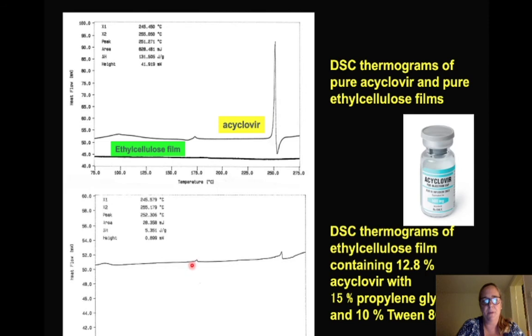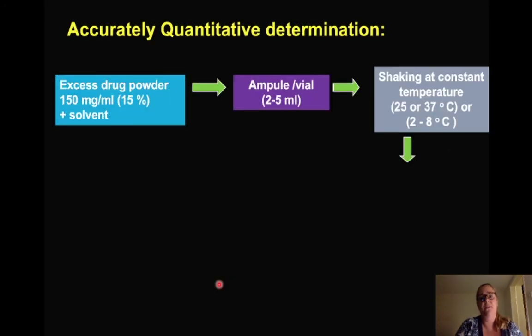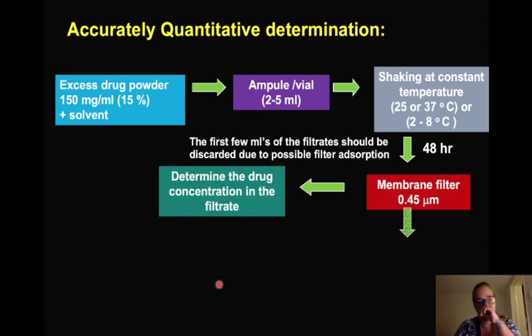There is a peak here, but it's very different, it's much shallower. And this peak here, you can see that's kind of disappeared a little bit. It's not as clean. That's because this sample is an ethyl cellulose film containing 12.8%, so it's not a pure solution. There are also other things in here which we call the excipients, so 15% propylene glycol and 10% Tween. So it changes the profile, so that's something to bear in mind if you're not working with a pure substance.